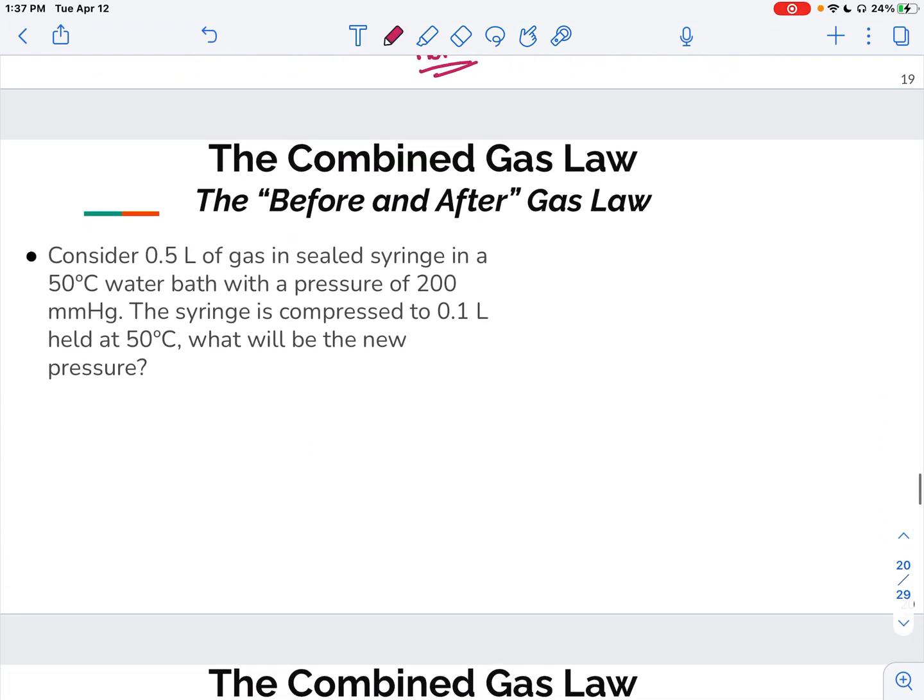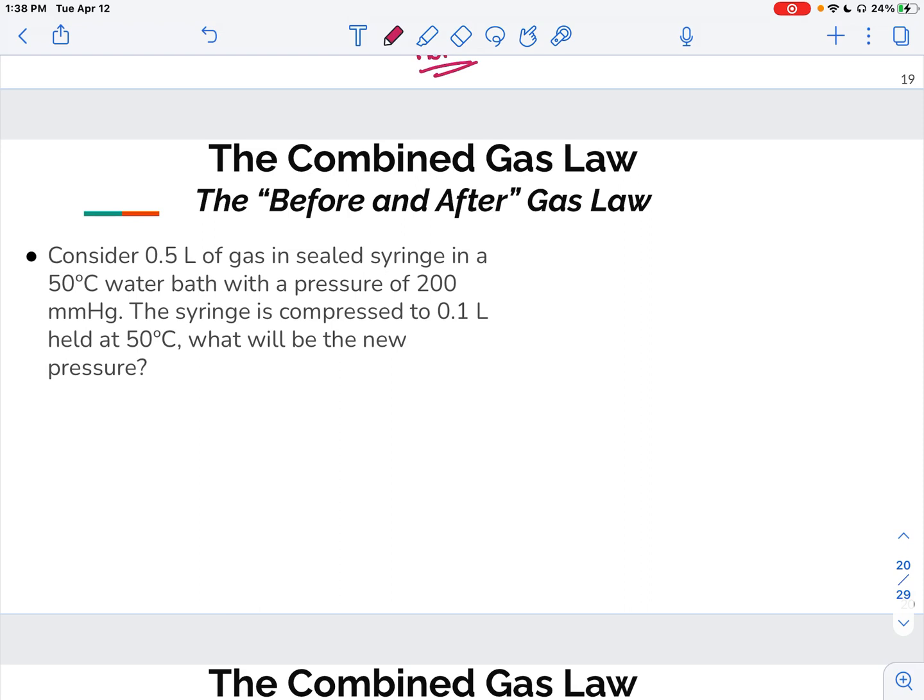You'll see that on this slide I talk about it as the before and after gas law. Our other gas law that we'll learn about, the ideal gas law, is just at a point in time. Something is happening to your gas. There are some values before, some values after, and you're comparing the two. So let's take a look at one of these problems.